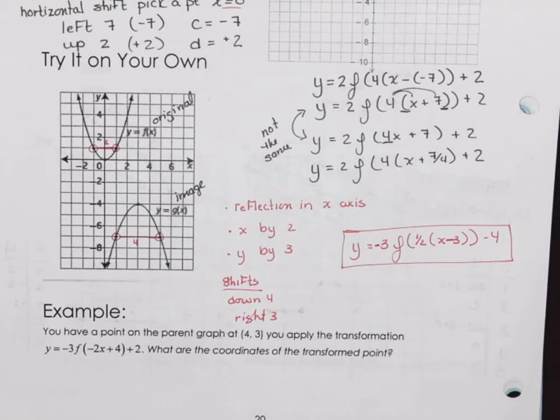Okay, last question. You have a point on the parent graph, so the original point is 4, 3. You apply the transformations of this. What are the coordinates of the transformed point? So it's not asking you to graph, it's giving you a specific point. So right away, before we get going, please note that the negative 2 hasn't been removed. It's not in its own separate brackets. So that's going to be the first thing that I'm going to do: I'm going to common factor out that negative 2.